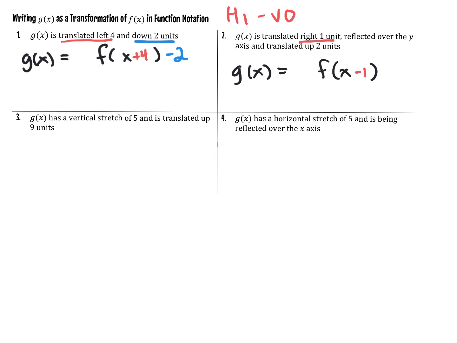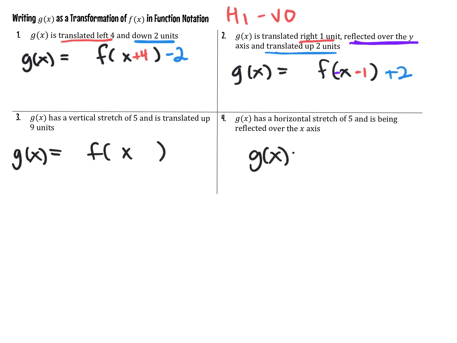It says it's reflected over the y-axis. Over the y-axis means that x becomes negative x, so I'm going to stick a negative inside there. And then translated up 2 means I'm going to have plus 2 here. I'm going to encourage you to pause the video and see if you can work through number 3 on your own. If you find number 3 to be pretty straightforward, try number 4, and then unpause the video and see how you did.